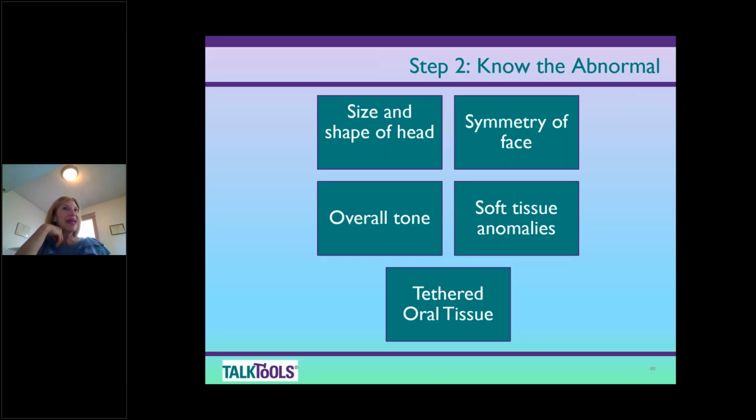Size and shape of the head. Does the baby have a flat head? Take a look at the palate as well. You want to look at facial symmetry, overall tone throughout the body, any soft tissue anomalies that you may see, such as a tongue tie, or blisters. A lot of times if there's blisters on the upper lip from breast or bottle feeding, this can be a sign and symptom of an oral restriction.